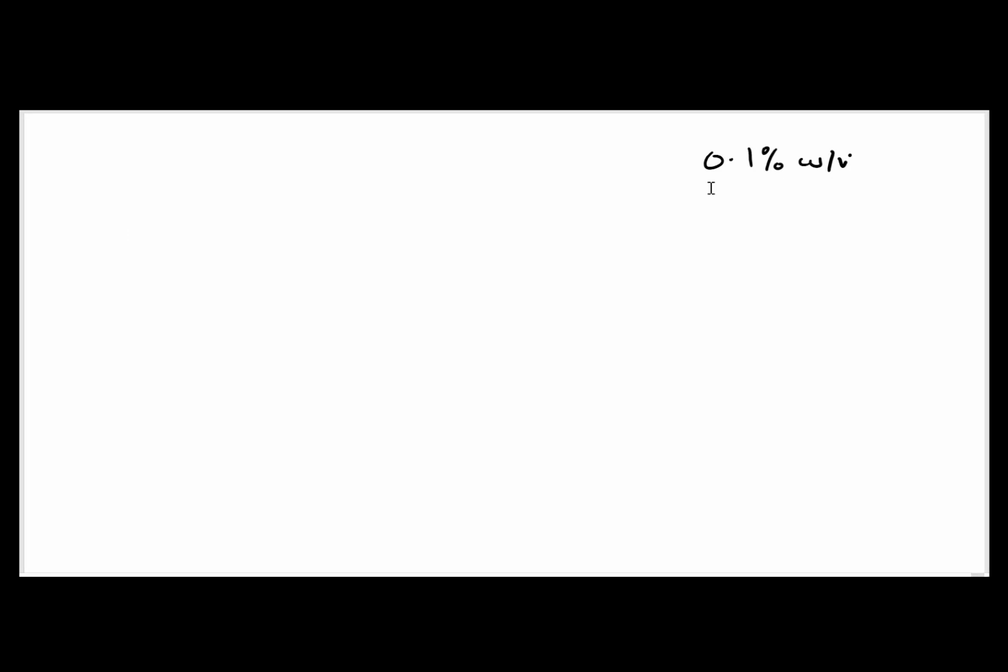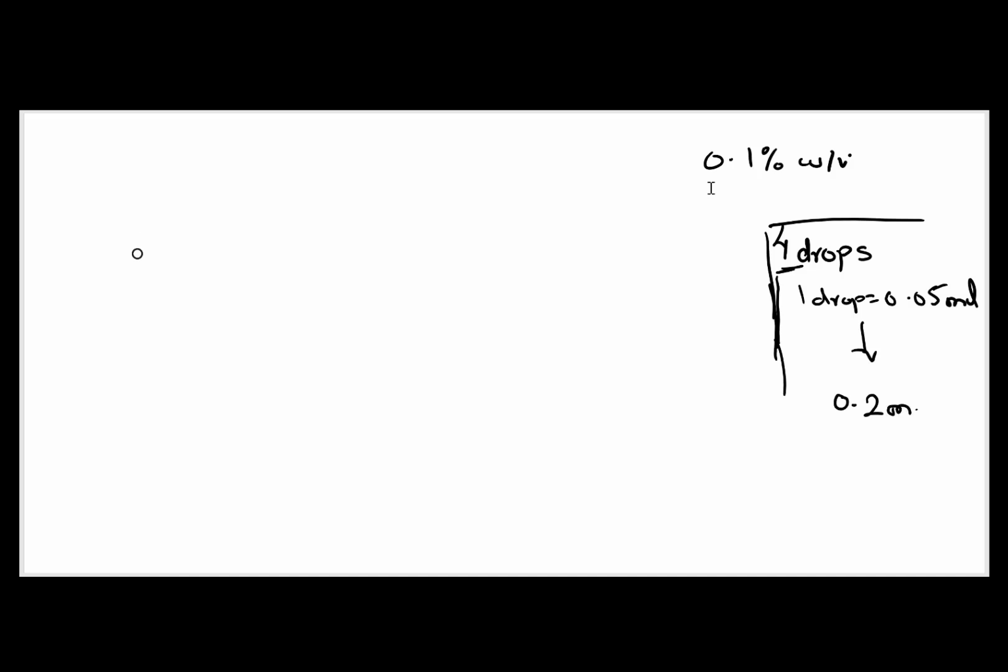So this patient is taking 4 drops, and we know how many mils are there in 1 drop. Come on, we went through yesterday. No, 1 milliliter has 20 drops. So 1 drop will have 0.05 milliliters. Okay, so this patient is using 4 drops, so 4 times 0.05 is 0.2 mils.